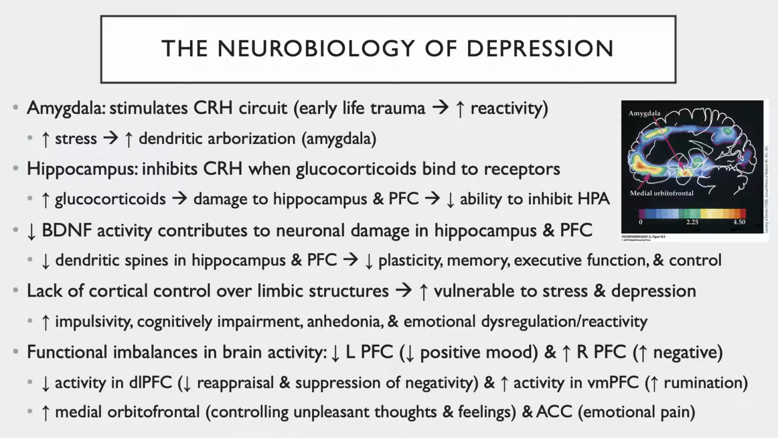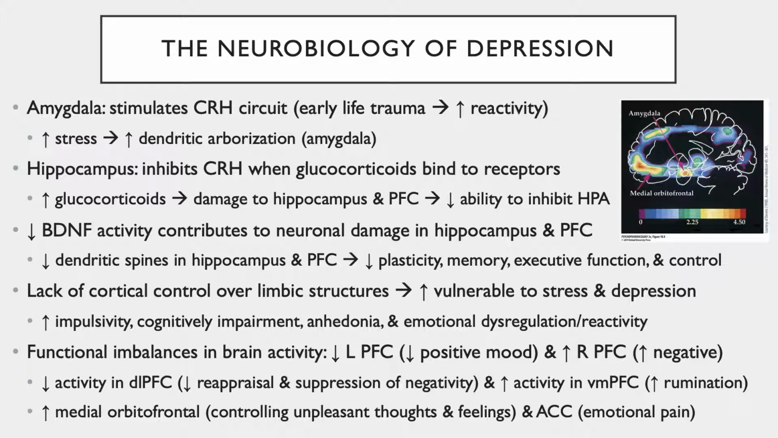There are also functional imbalances in brain activity that are noted in individuals with depression. One of these is less activity of the left prefrontal cortex, which is associated with positive mood, and higher activity of the right prefrontal cortex, which is associated with "negative" mood. Lower activity in the dorsolateral prefrontal cortex is associated with less reappraisal and less suppression of negativity, compared to higher levels of activity in the ventromedial prefrontal cortex, which is associated with rumination, a common symptom of depression.